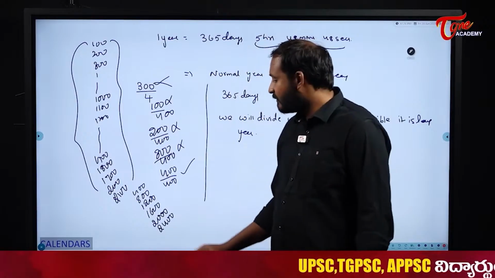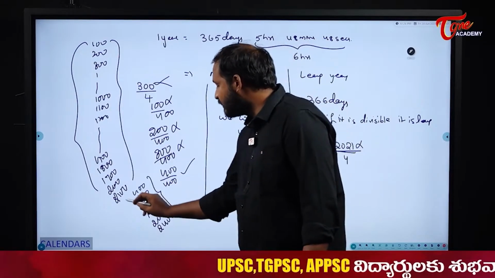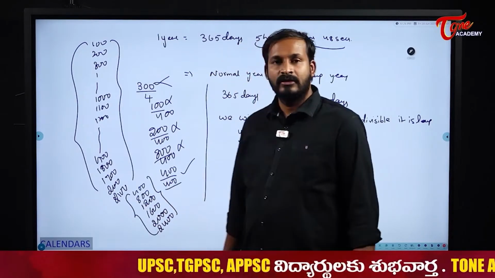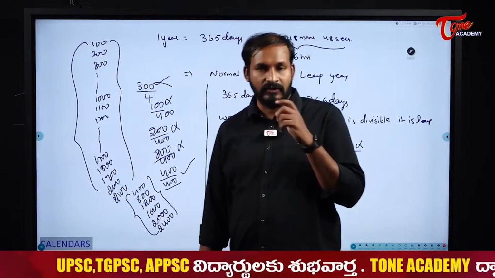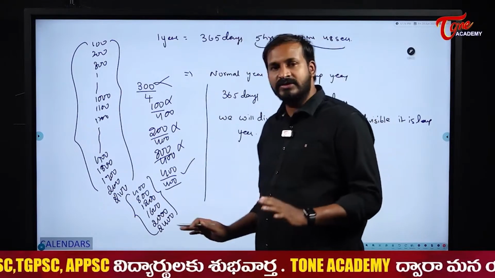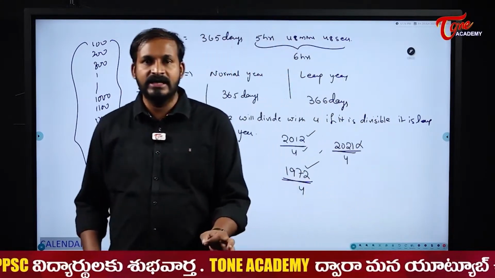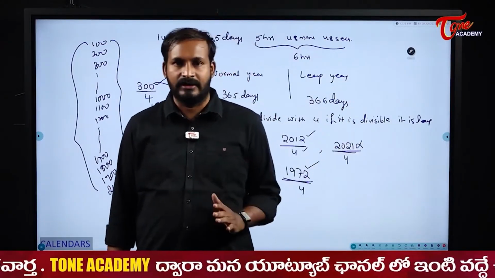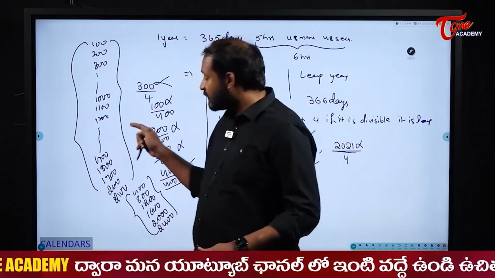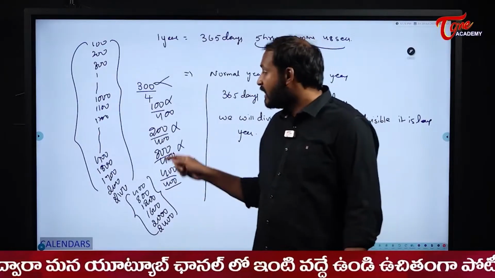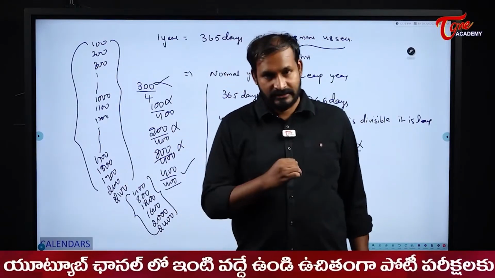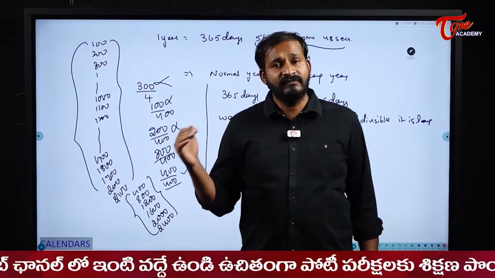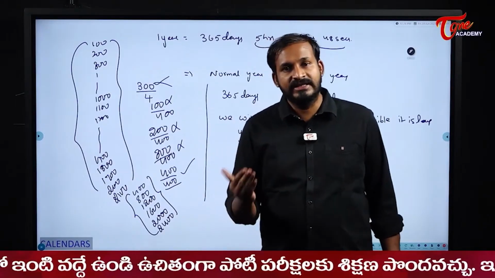Why, sir? What is the reason? Because these numbers are divisible by 400, not just by 4. So first, try to observe this. In case of normal years, we divide by 4 and then decide whether they are leap years or not. But in case of centuries, we divide them by 400 and then decide whether it is a leap year or not.